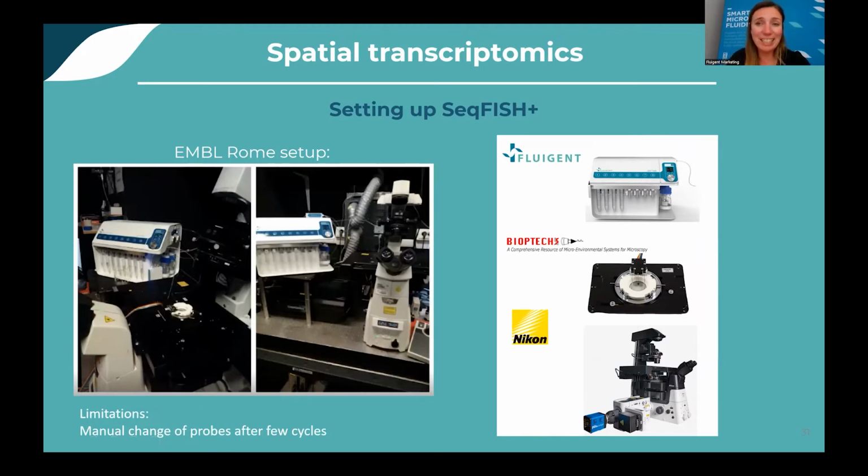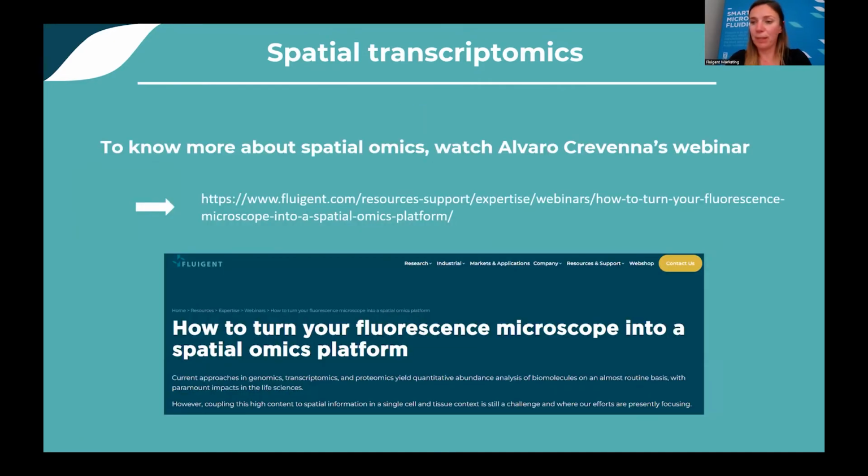cycles, because as I said, it requires 80 rounds of probe attaching to the sample. So after a few rounds, you would need to replace manually the probe reservoir. But still, it's a gain of time as compared to doing it manually. So if you wish to know more about spatial omics, I suggest that you watch Alvaro's webinar that is available on our website. He's really the expert, and you will learn a lot.